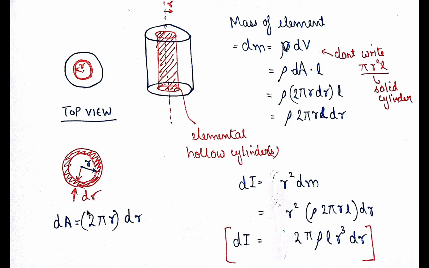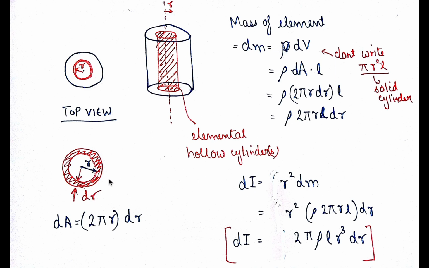Now the area of this elemental ring as seen from the top is equal to 2 pi r into dr. Here dr is the width of this hollow cylinder, and r is the radius of this hollow cylinder that we have already taken. So we write this as 2 pi r dr. Now, you don't write this as pi into the outer radius squared minus pi into the inner radius squared.